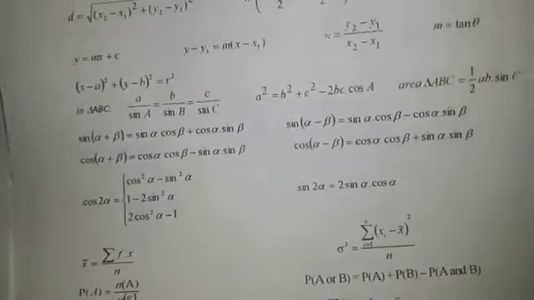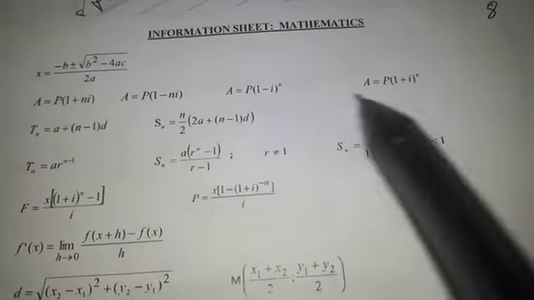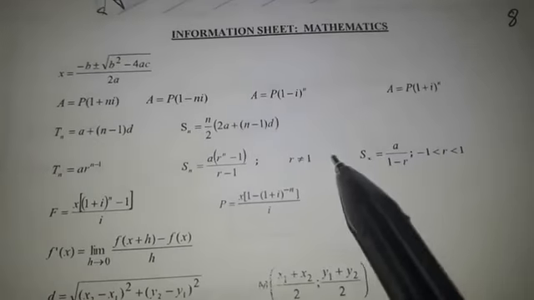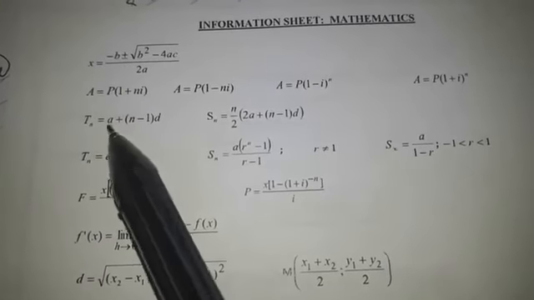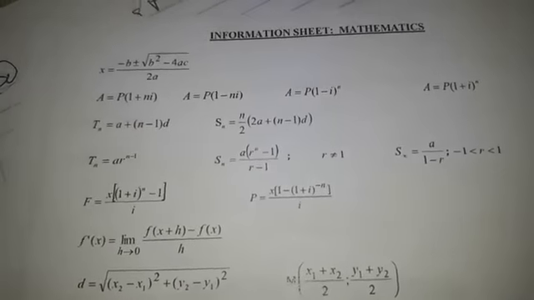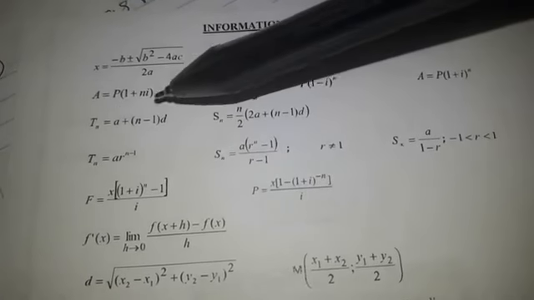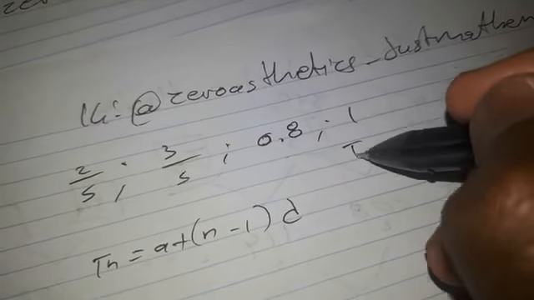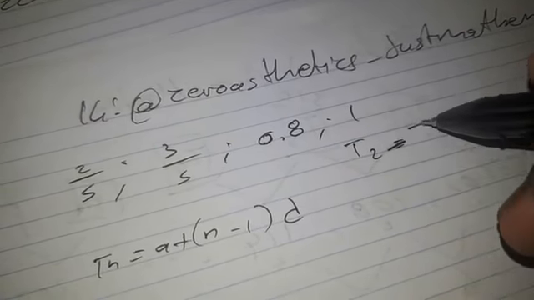Your formula sheet has your general term here. Where is it? There we go. So you just write it out, and then all you need is a value for a and d. That's literally all you need. Firstly, we can already see that our value for d is going to be this value.